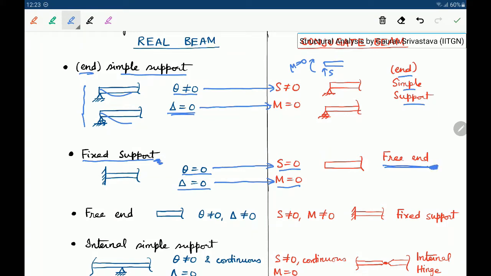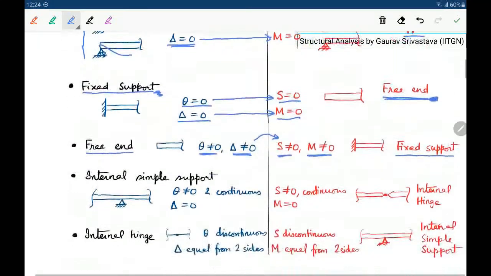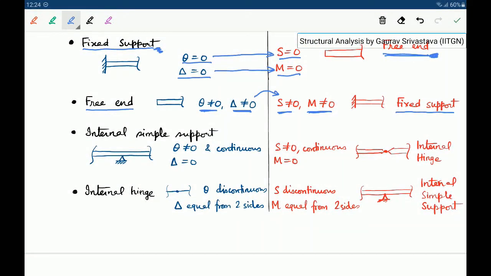Okay, and similarly, if we have a free end in a real beam where we will have the slope and the deflection both non-zero, so we would want in the conjugate beam that the shear force and the bending moment should be both non-zero, and hence what we have is that a free end of a real beam becomes a fixed support for a conjugate beam.